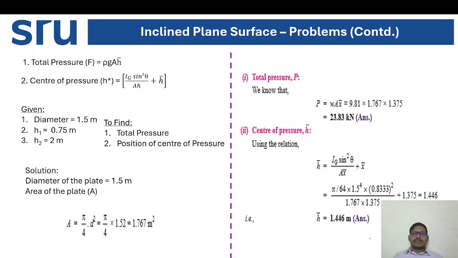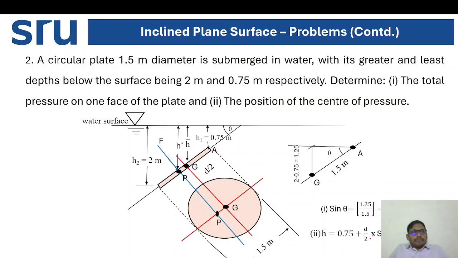Now we'll see another problem. A circular plate 1.5 meters in diameter is submerged in water with the greatest and least depth below the surface being 2 meters and 0.75 meters respectively. Determine the total pressure on one face of the plate and the position of the center of pressure.